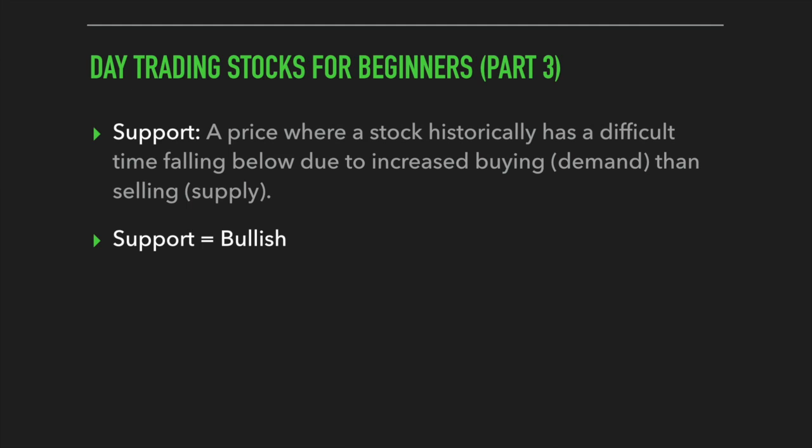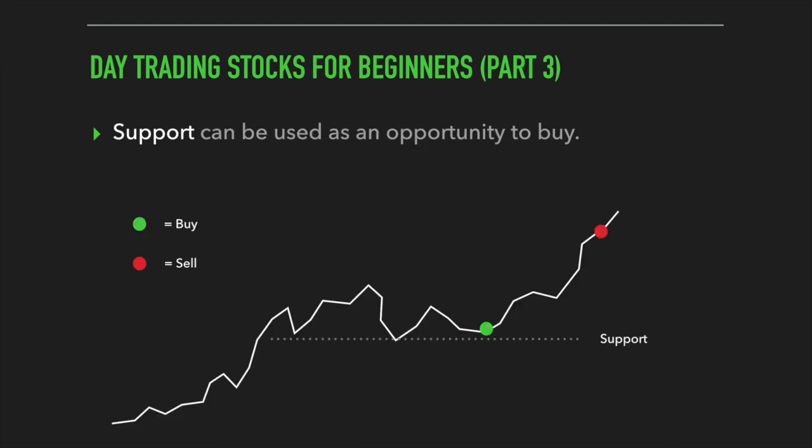That positive news that the company put out may affect the supply and demand, meaning that there is now more demand for the stock and less supply. But again, the supply and demand is what is going to directly affect the price of the stock. So again, at a level of support, we know that there is just more demand for the stock than there is supply, and that makes support levels a bullish area, and we can use this as an opportunity to possibly look to buy into the stock.